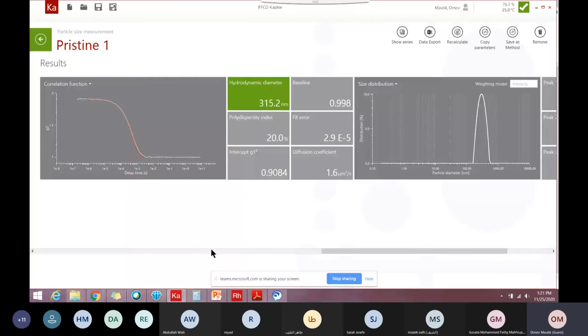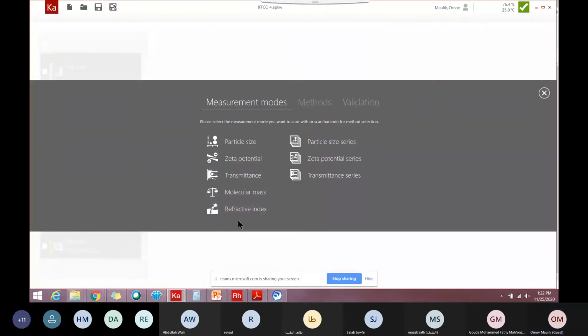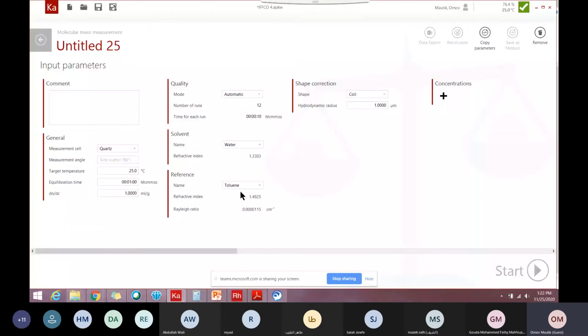Now, other methods that we can measure are, of course, the molecular mass as well as refractive index and transmittance. Although I'm not going to show you a detailed measurement, because it is time-consuming, as you need to prepare different concentrated solutions for that, I can show you the test template.